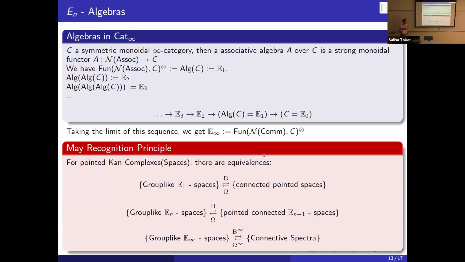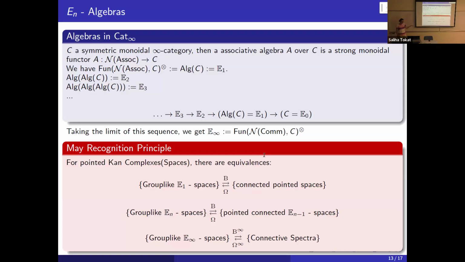But things are different in cat infinity, in the infinity category fairyland. If you take C to be a symmetric monoidal infinity category, then similarly you can define an associative algebra A over C. We have a monoidal functor, not this time from ASSOC to C, but from the nerve of ASSOC to C. The nerve is a way of converting a non-infinity category into an infinity category, whose n-simplices are composable morphisms. And we take Alg(C) to be all the strong monoidal functors over C, which we will denote E1.